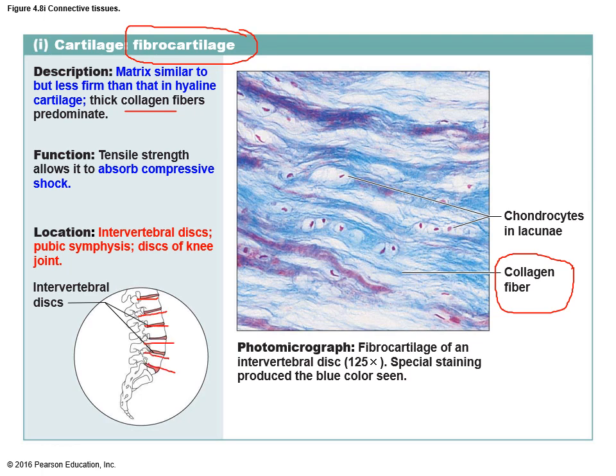We can also find it in the pubic symphysis, which sit in between our hip bones, and then within the discs of the knee joint. So all areas of the body that are usually exposed to a lot of tension and stress. And once again, if you look closely, you can see the lacunae, the little dip that will house the chondrocytes, highlighted by their nucleus in the slightly purple color.